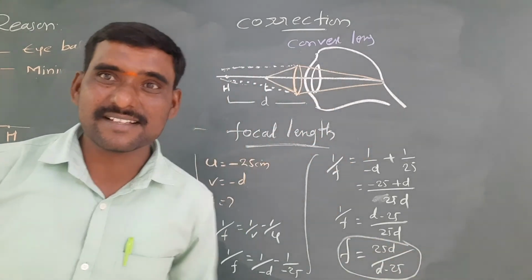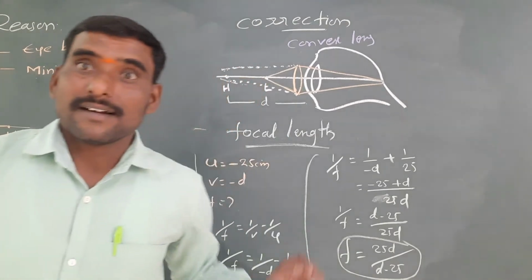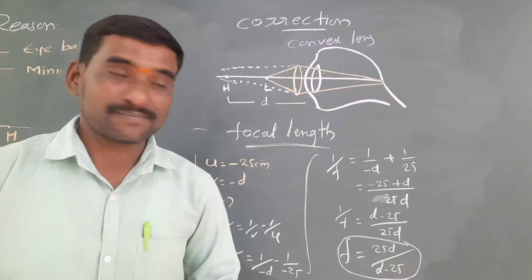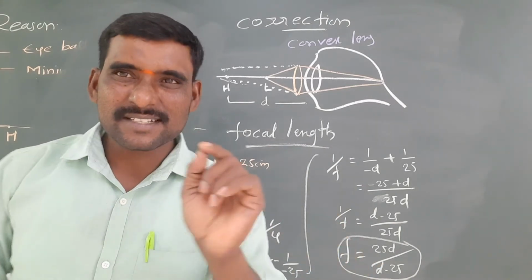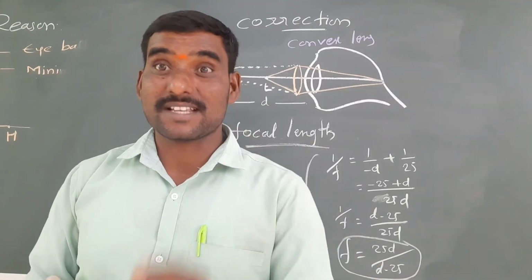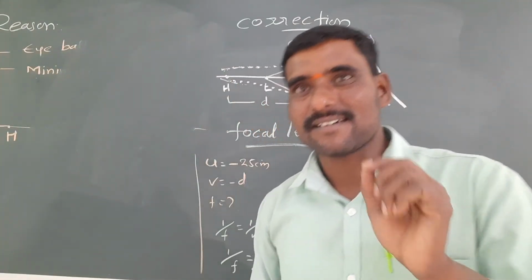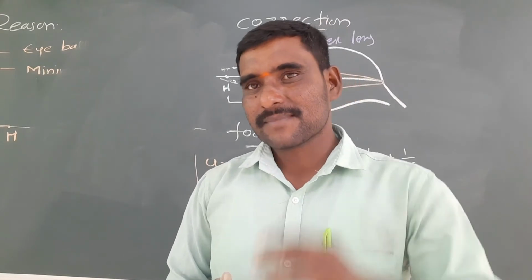In this way, D is the minimum distance. So you have to substitute this distance always in centimeters only. Don't keep it in meters. So you can do so many problems here. So this is the hypermetropia vision defect.